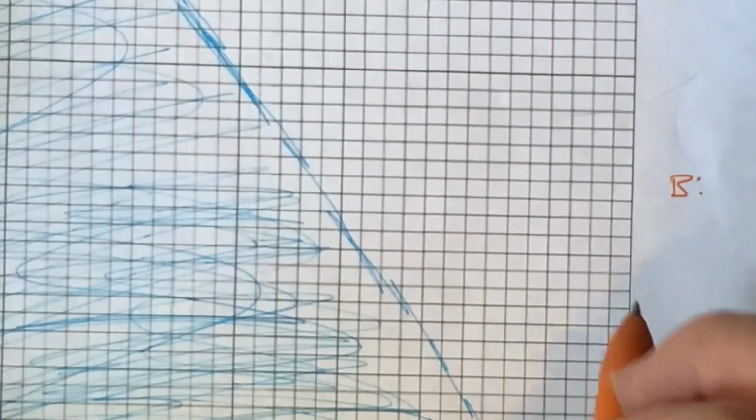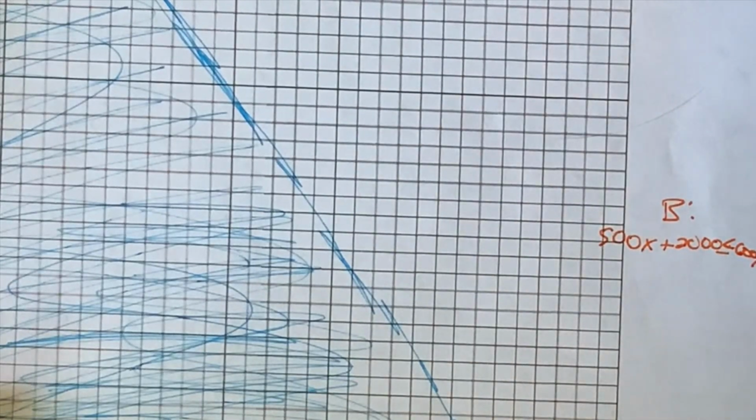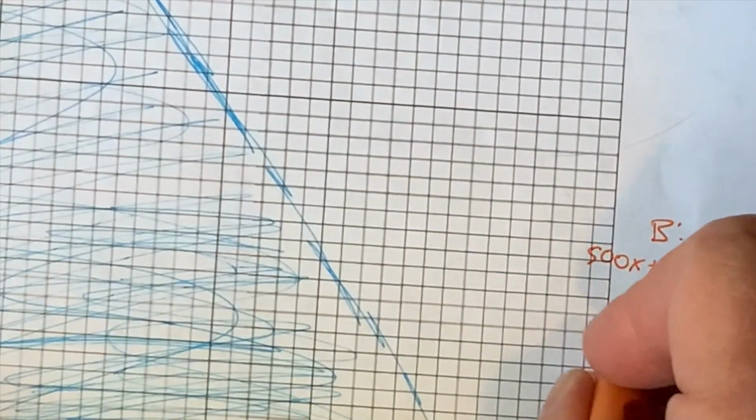I'll put B here, B for beautiful. And I'll write it differently: 500x plus 2,000y is less than 600,000. This just makes more sense to me because we want to be constrained by it. You want to have less than $600,000 spent at the end of the day. So intercepts, let's get them going. Both are going to go into 600,000. That's nice. x and y.